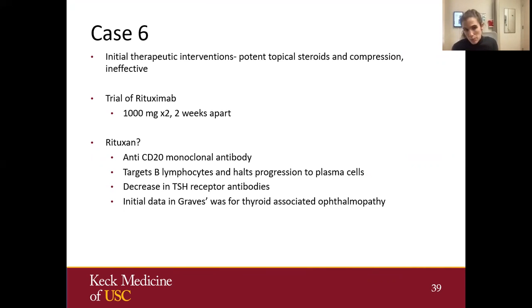And so then we did rituximab for him, and he got a gram of rituximab two weeks apart, twice. The thought behind this is that, as everyone here knows, it has anti-CD20 monoclonal antibody effects, and it targets B lymphocytes and halts their progression to plasma cells. And then the thought is that it decreases the TSH receptor antibodies and the pro-inflammatory components of that for the fibroblasts. The initial data for this in Graves' came from its use for thyroid associated ophthalmopathy, and it was found to incidentally help with severe pretibial myxedema. We can go forward.